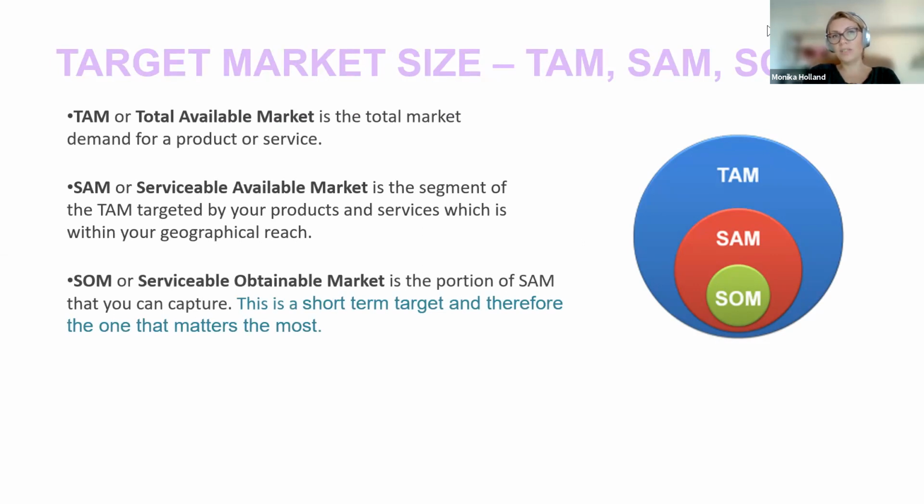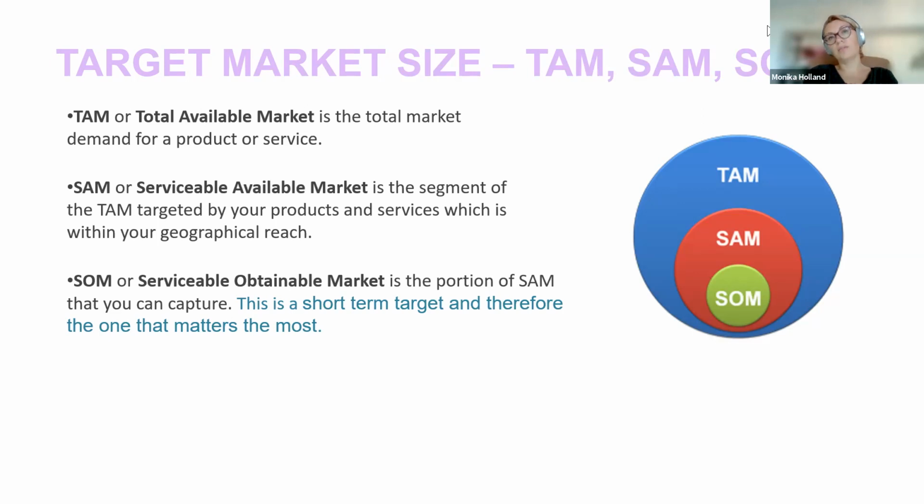So the TAM is obviously the total available market. So let's talk about examples. If we are selling bottled water, let's say, total available market will be, think about distribution, for example. Everyone who needs water, right? Drinkable water.